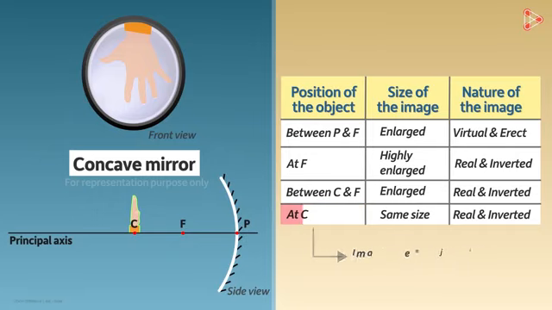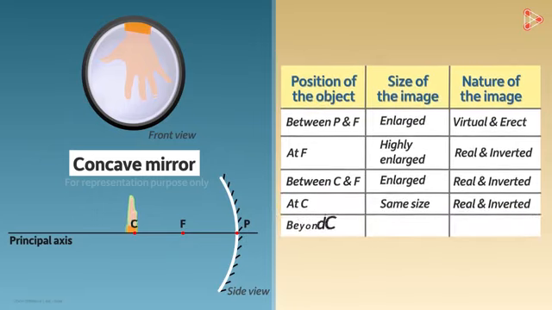What next? If I move this object beyond point C, the image remains real and inverted. But now the size of the image is actually smaller compared to the size of the object. So we say that the image is diminished. This is also a real image. As the object keeps moving beyond C, the size of the image keeps on reducing.